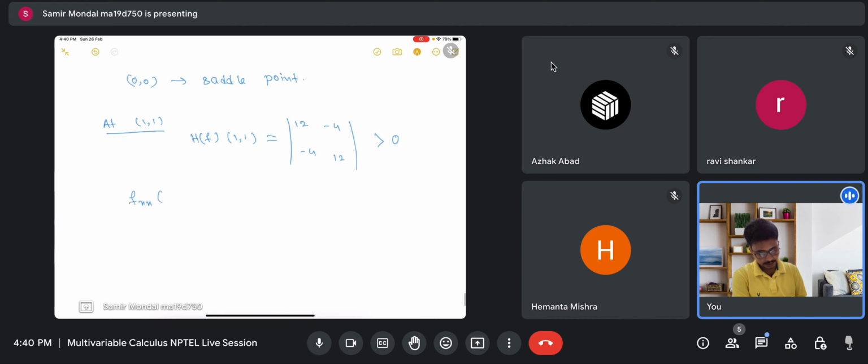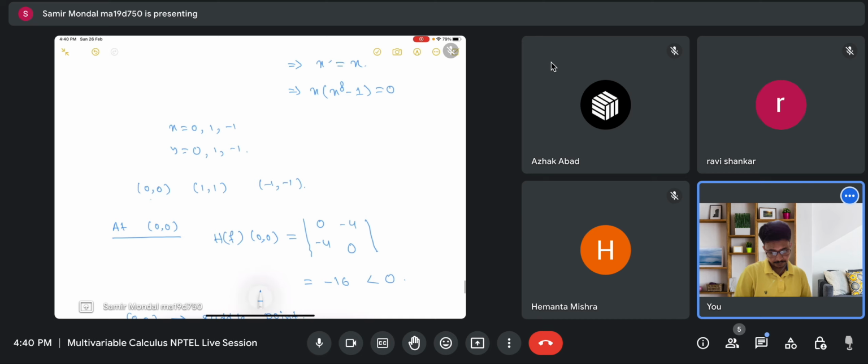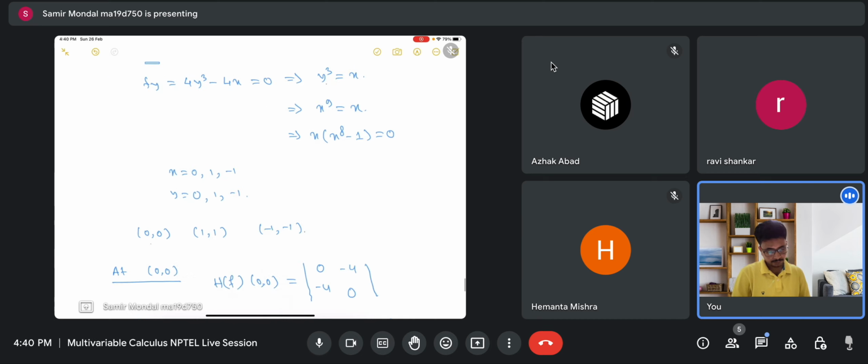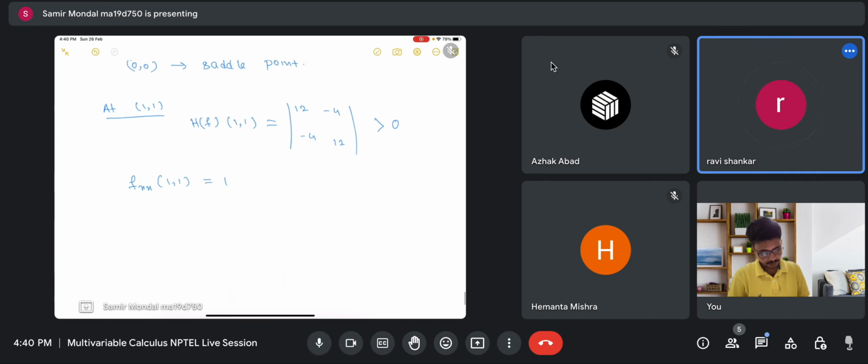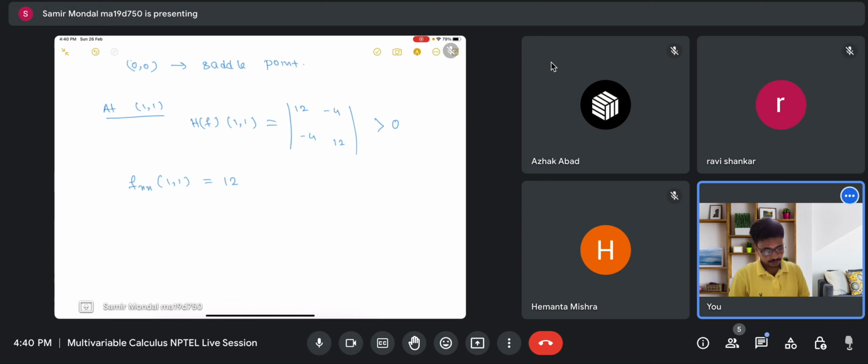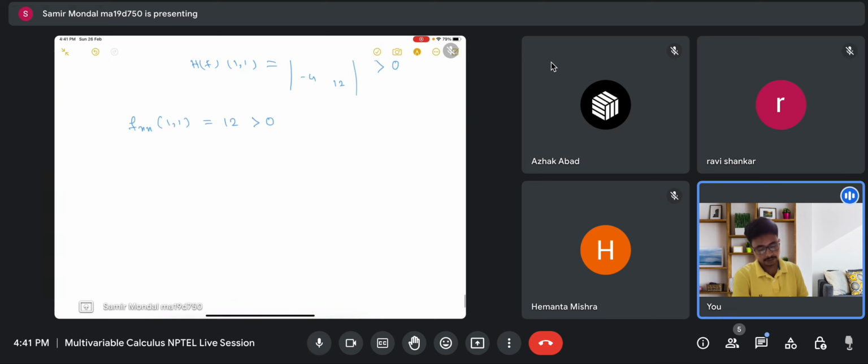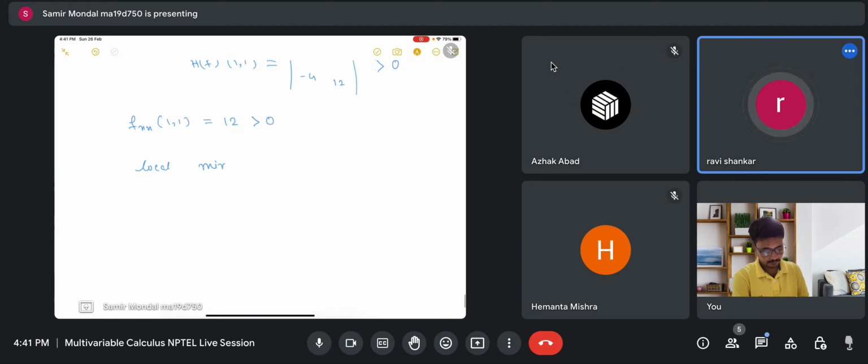F of x's at the point (1, 1) is 12. Sorry, not 12. This is minus 4, I think? It's 12, 12, sir. Yes. So this is positive, which means local minima. Local minima.